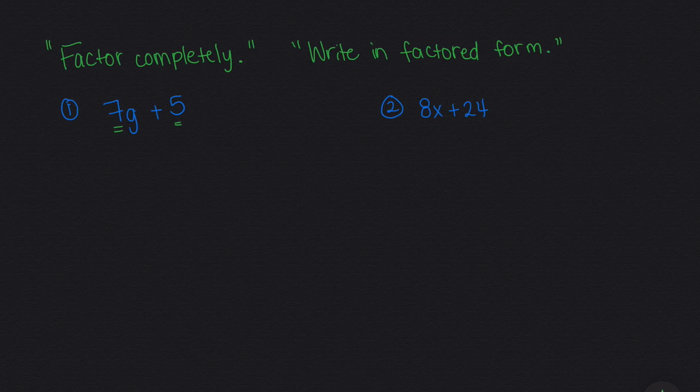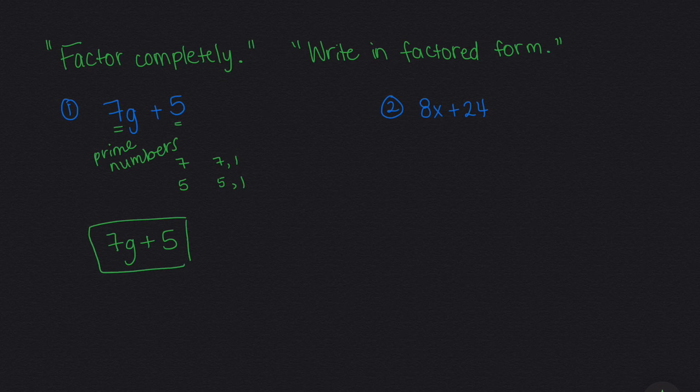Both 7 and 5 are prime numbers, which means that their only factors are 1 and itself. For example, the only factors of 7 are 7 and 1. The only factors of 5 are 5 and 1. That's what makes 7 and 5 prime. Since 7 and 5 have no factors in common, that means that 7g plus 5 is already in factored form, and that would be our final answer. So we got off kind of easy with that one.